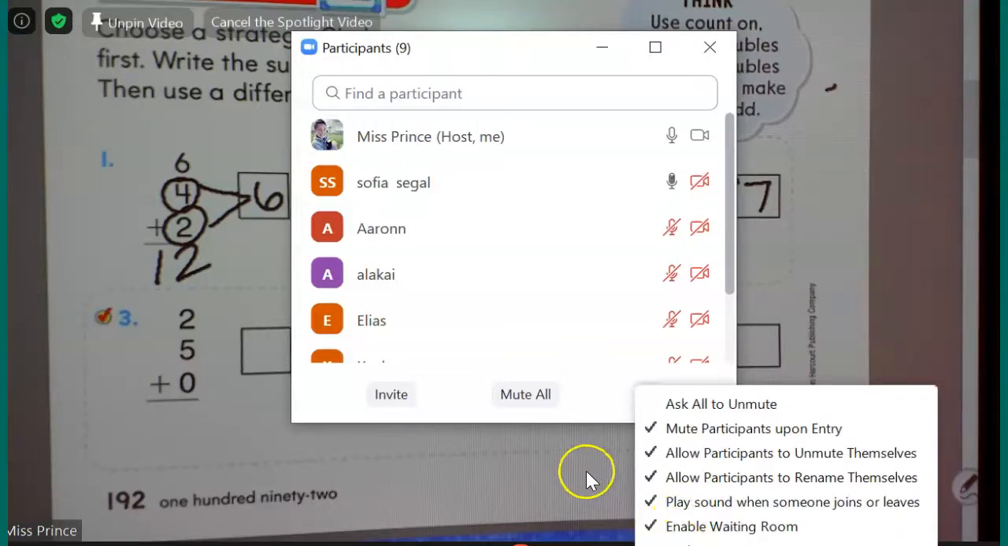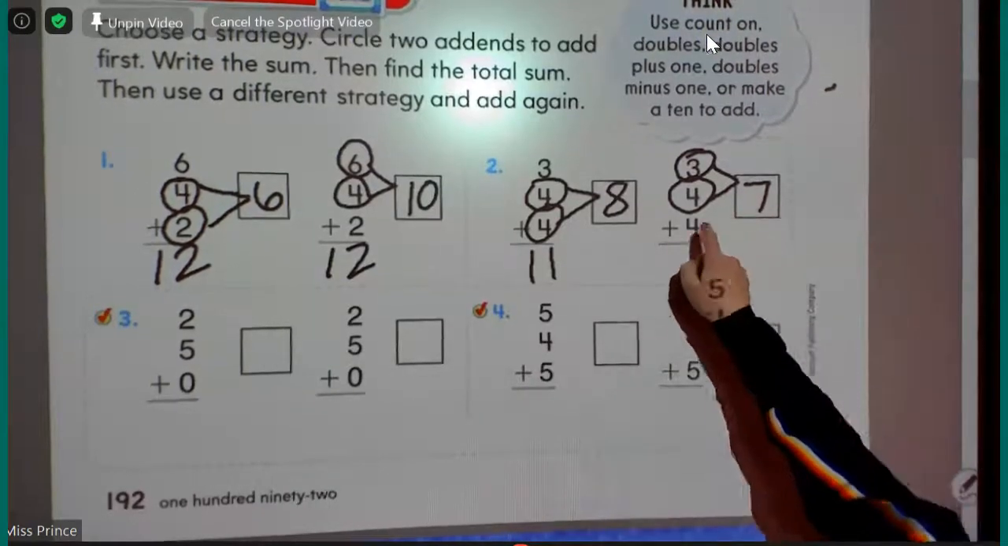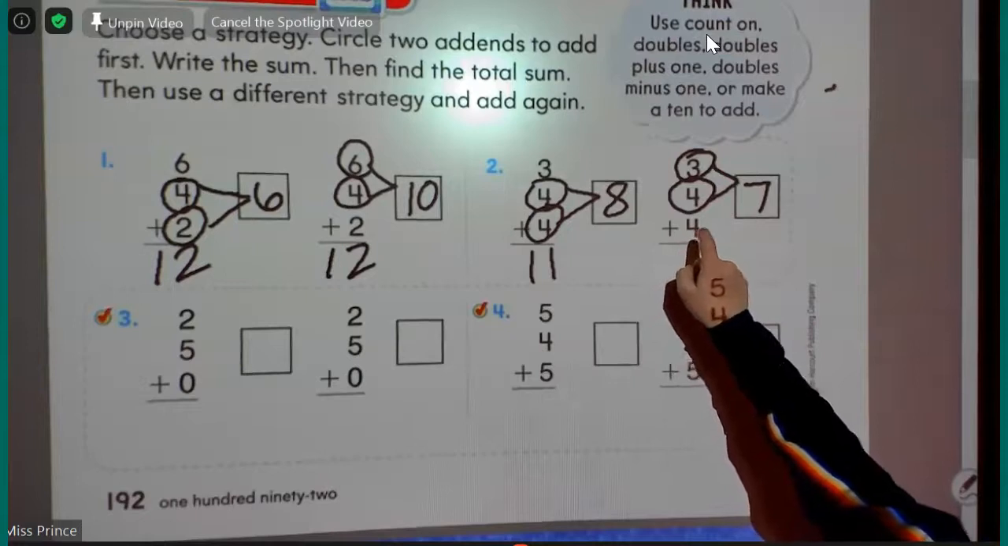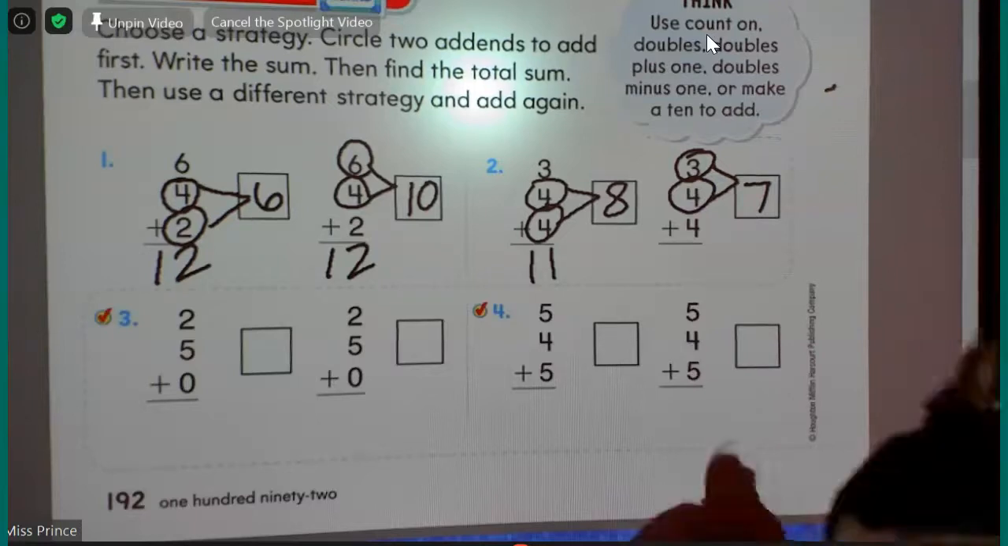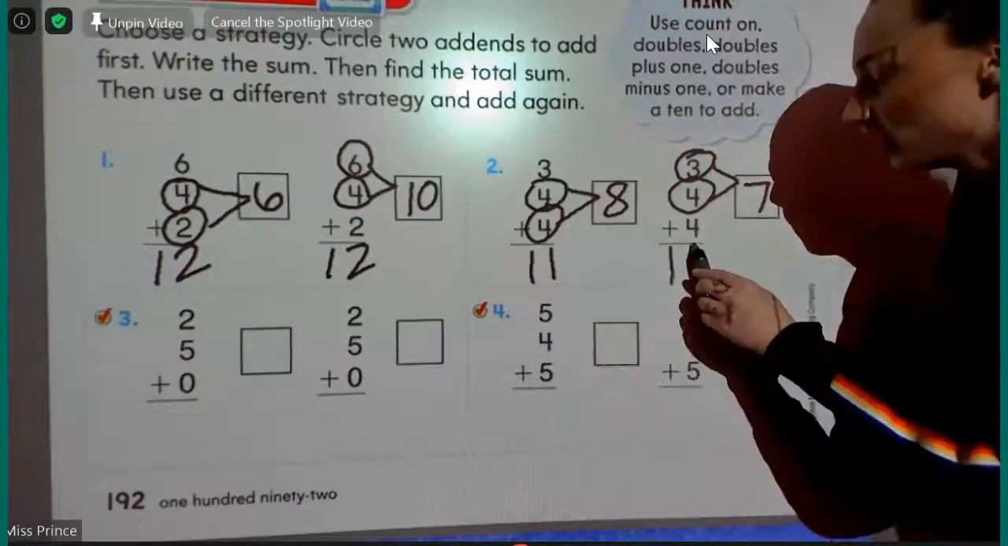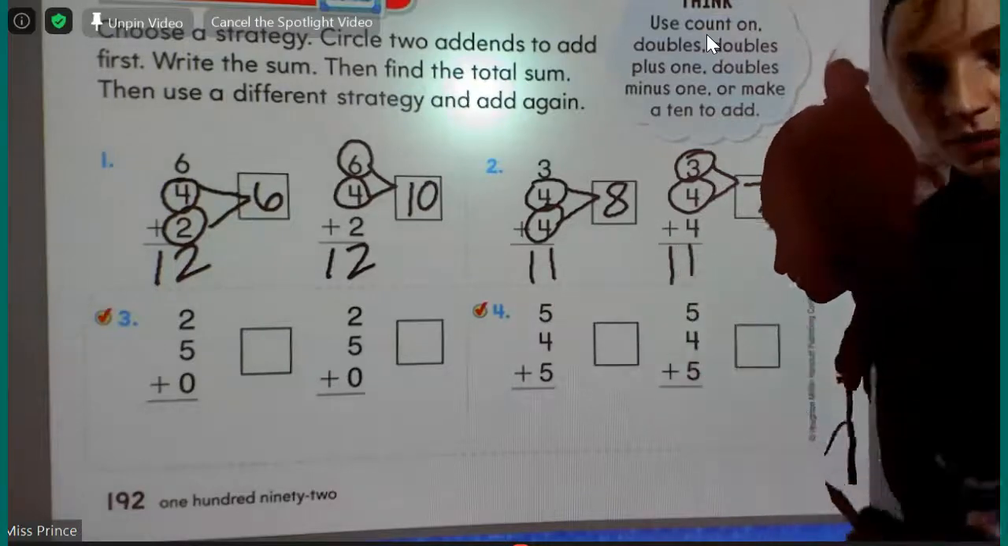Is it 7? We're going to add 7 plus 4. 11. Good job, Sophia. And look, our answer didn't change, so we did it the right way. Great job.